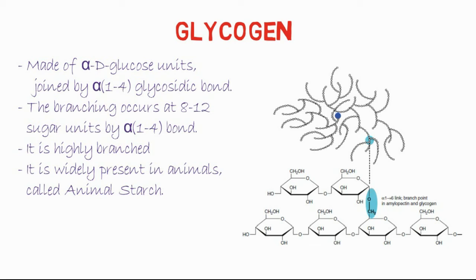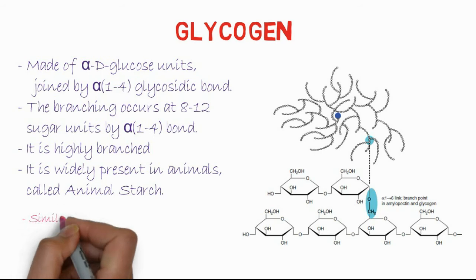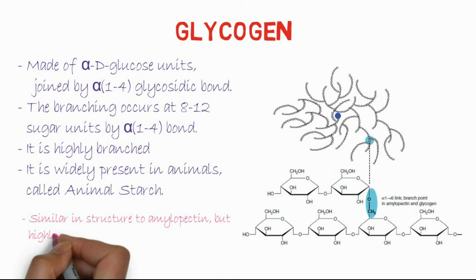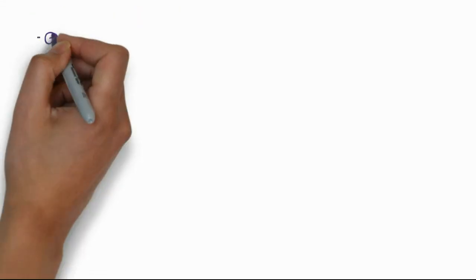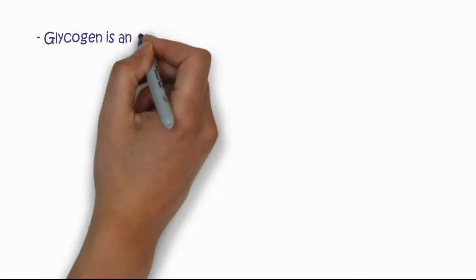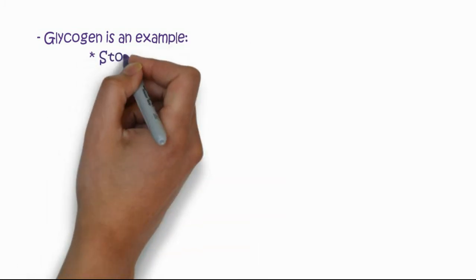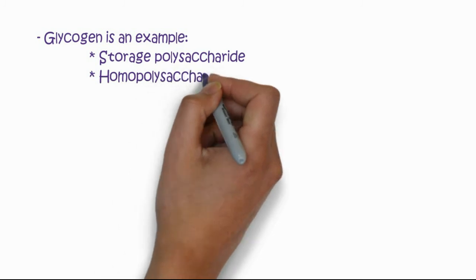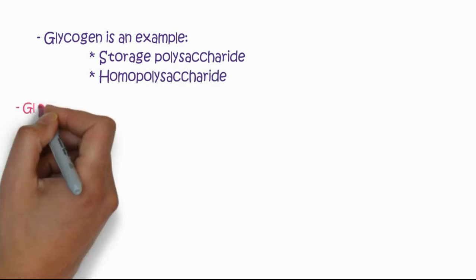That's why it is called animal starch. You can see in this picture, the straight chain contains alpha 1 to 4 linkage, while the branch part contains 1 to 6 linkage. It is structurally similar to amylopectin, but is highly branched. Glycogen is an example of a storage polysaccharide and homopolysaccharide.